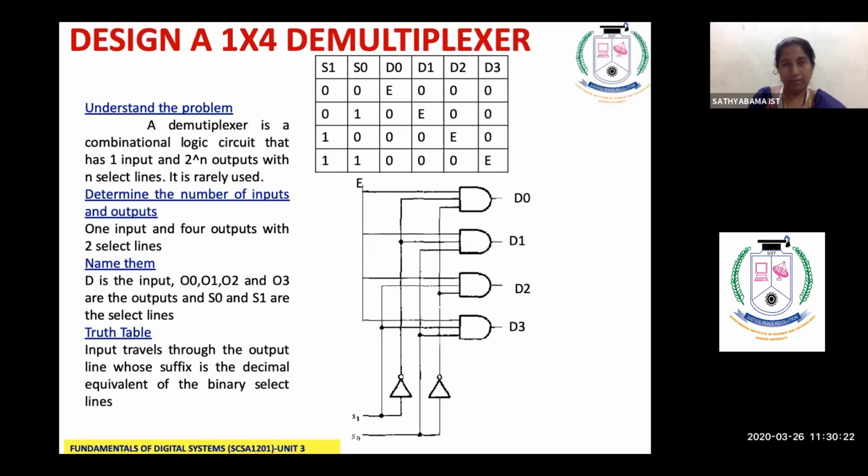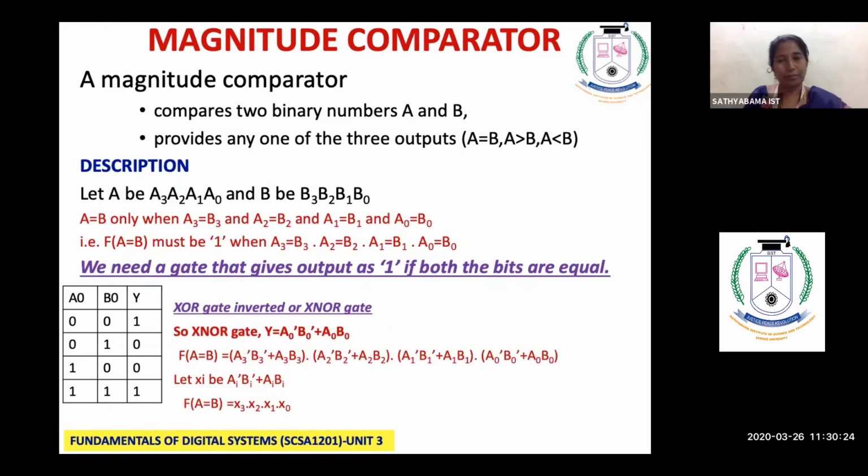Fine. So this is a 1x4 demultiplexer. So now we have studied so far subtractors, then decoders, multiplexers, and demultiplexers. Fine. So I will find out from your sir whether I am having time to complete this magnitude comparator. If so, we will go with that.